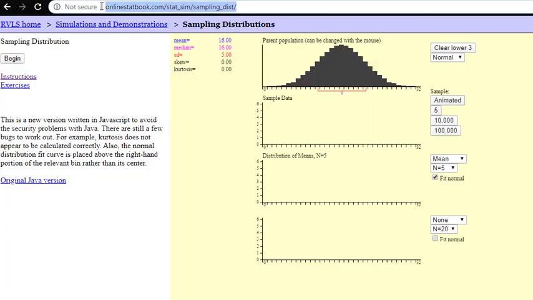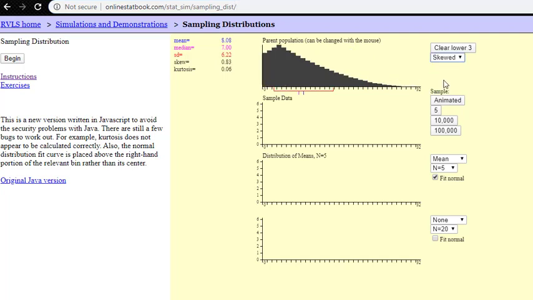Note the URL here at the top. This is the website from which I'm getting this sampling demonstration. This is the original population distribution. It can be normal, or we can start with a skewed distribution. It doesn't really matter. Let's start with a normal one.